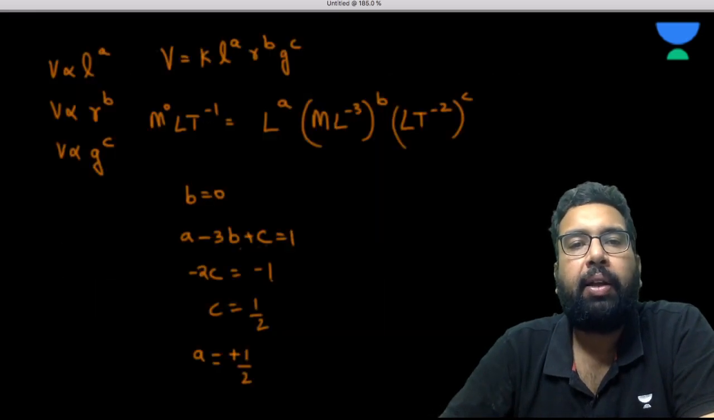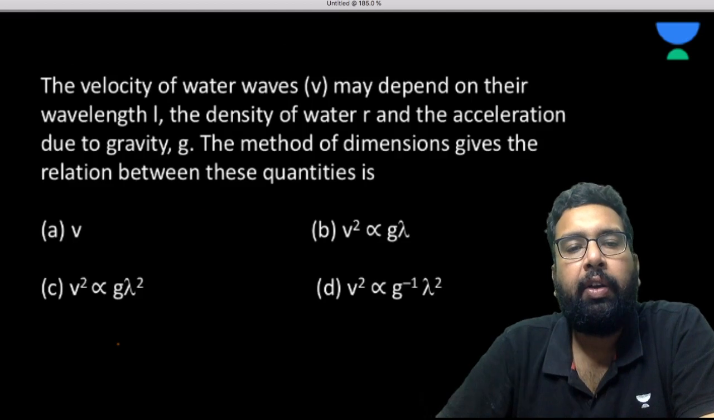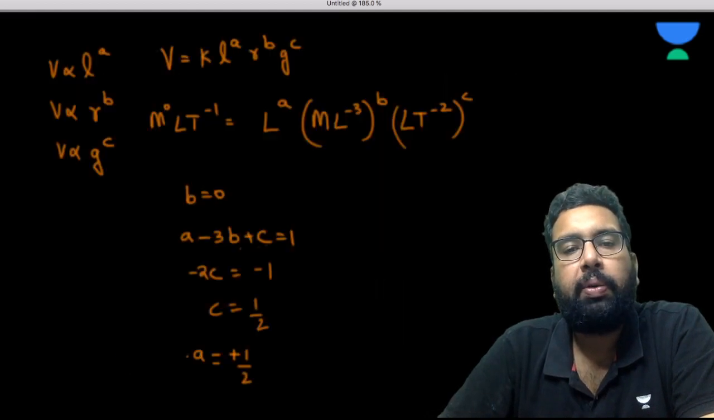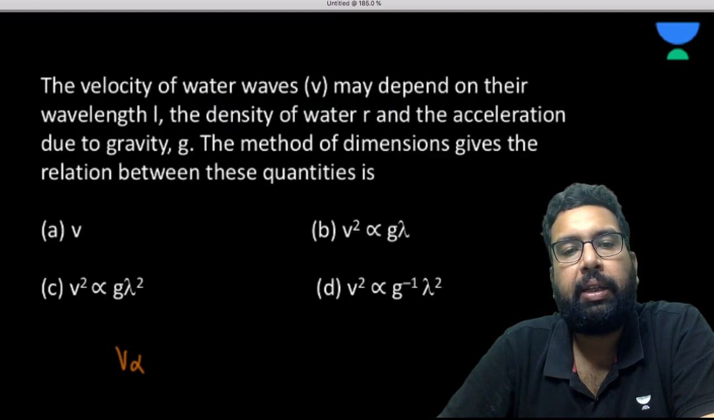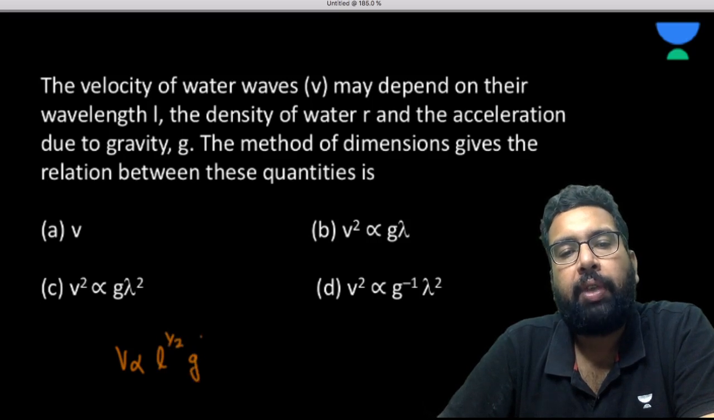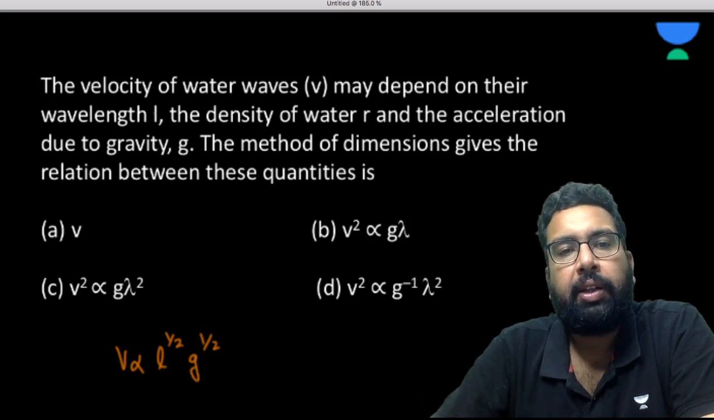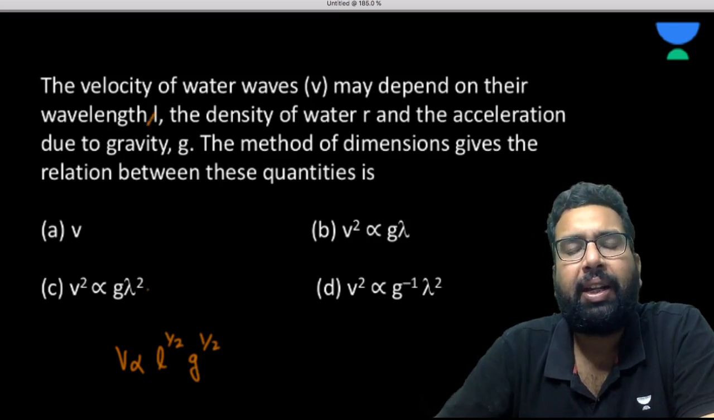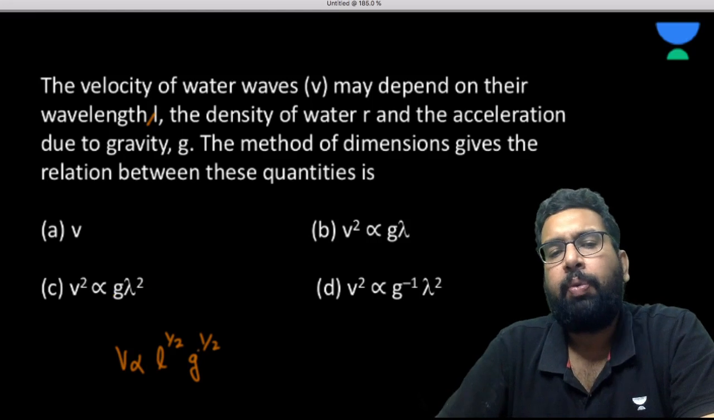Now if we come back here, we can write V is proportional to L to the power A, G to the power C. B is 0, A is 1 by 2 and C is 1 by 2. So that means L to the power 1 by 2, G to the power 1 by 2. It is actually gamma wavelength, but we have taken it as L, that's okay. We know the answer.